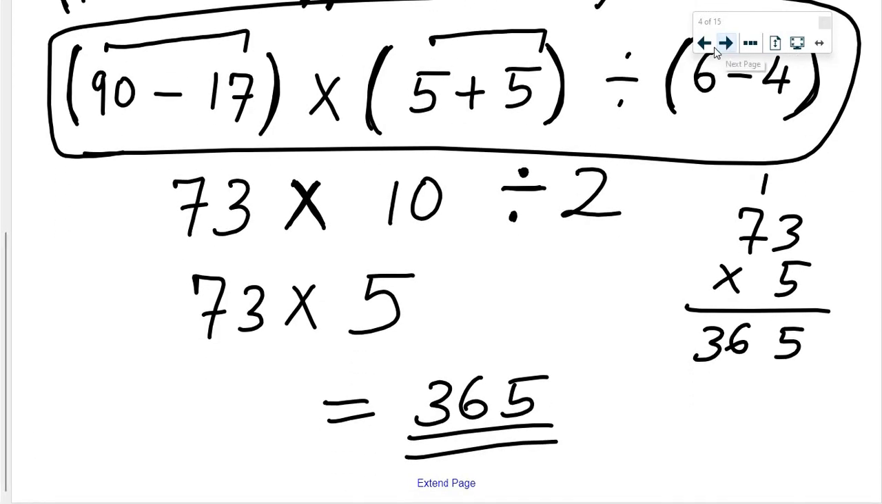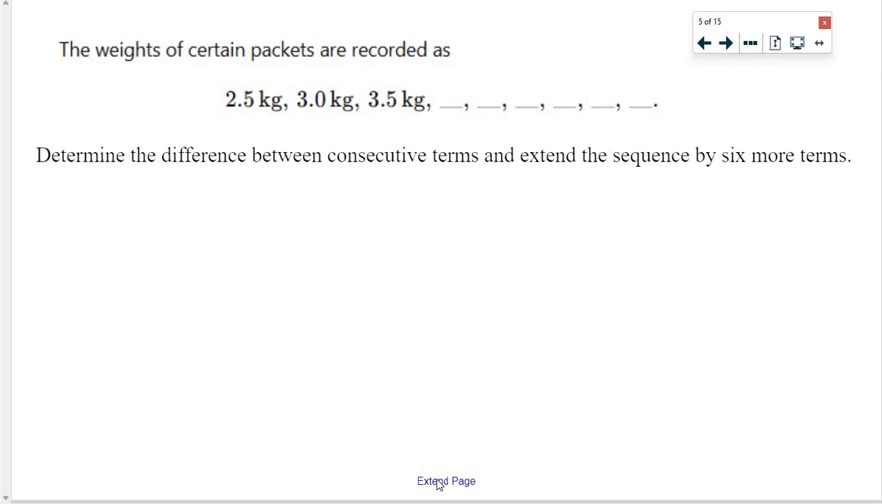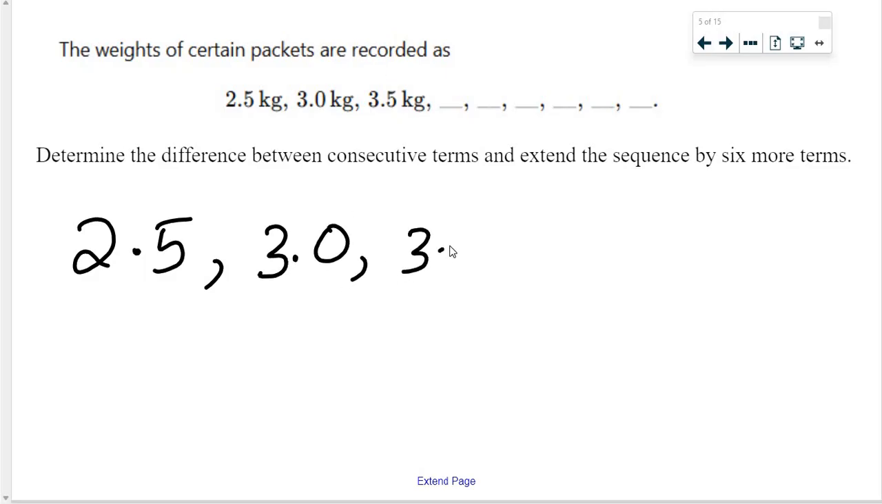Okay? So the next slide is this question here. The weights of certain packets are recorded as follows. We have 2.5 kg, 3.0 kg, 3.5 kg, and we have the blanks here, 1, 2, 3, 4, 5, 6.